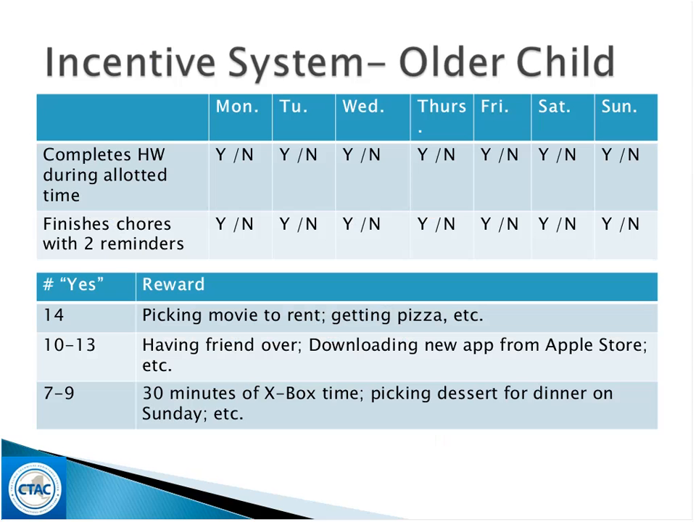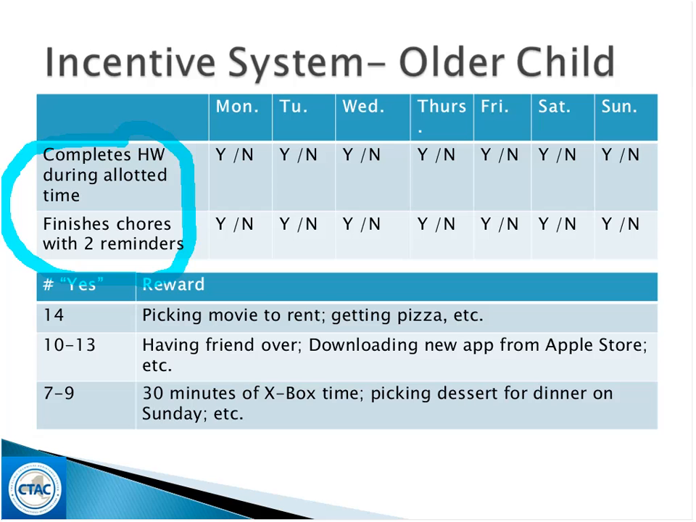So in terms of incentive systems, this is an incentive system for an older child. As you can see here, there are particularly two behaviors that the parent is targeting. These are behaviors that are very clear and objective. They happen during a specified period of time. It's either a yes or no.